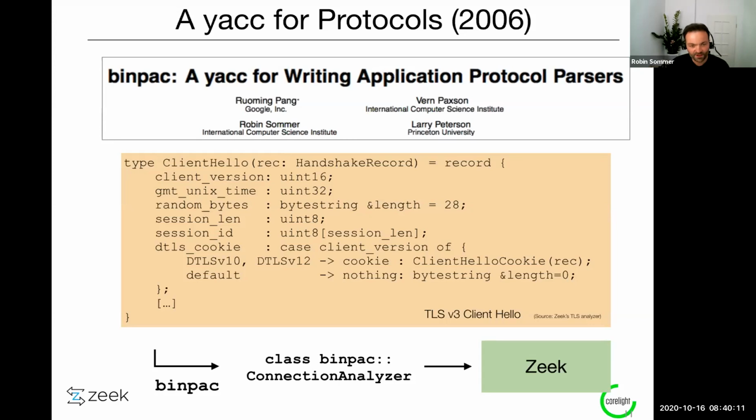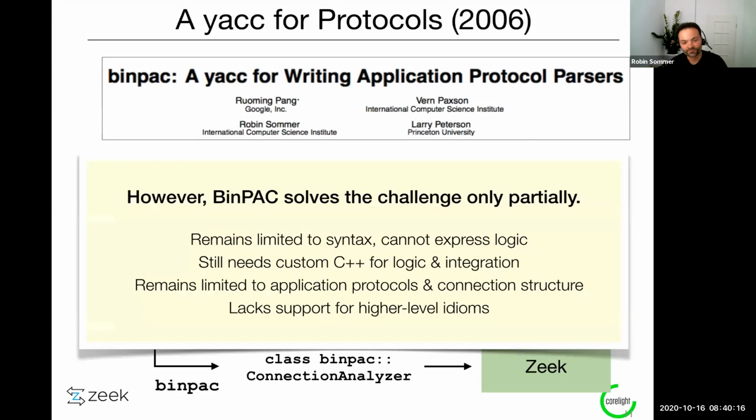It solves a bunch of the problems in terms of the low-level parsing. However, I like to say it only solves half of the challenge in the end. It remains limited to actually doing the parsing, the syntax part. But as I was just saying, you still have to write that C++ logic for the integration. That is still very cumbersome. It's the most uninteresting part of all of this. It also still leaves plenty of space for making further mistakes, and we have had vulnerabilities in that area in the past.